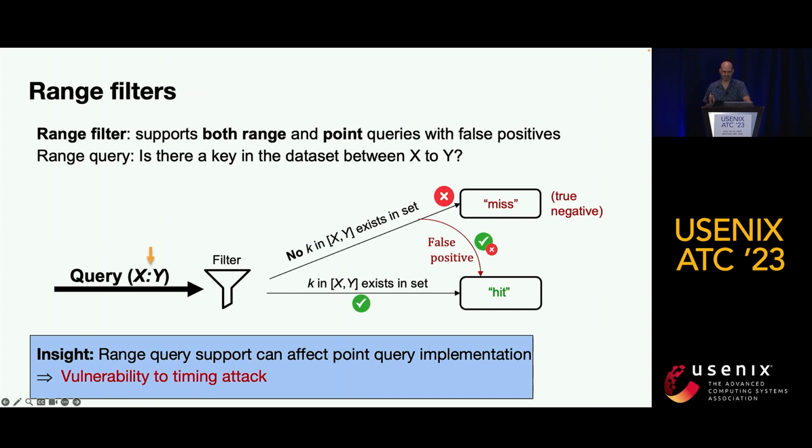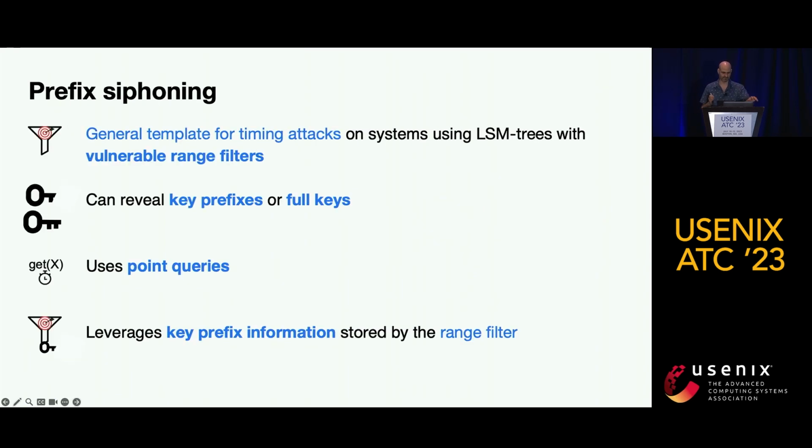Standard filters support only point queries, so they are not helpful for range queries. This motivated development of range filters. Range filters add support for range queries, like is there a key in the range X to Y? We observed that in some range filters, the range query support affects their point query implementation, making them vulnerable to a timing attack. Okay, now let's delve into our attack.